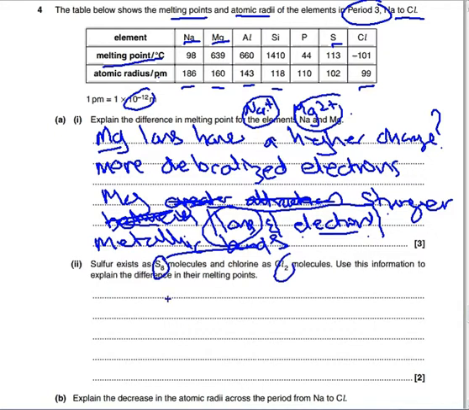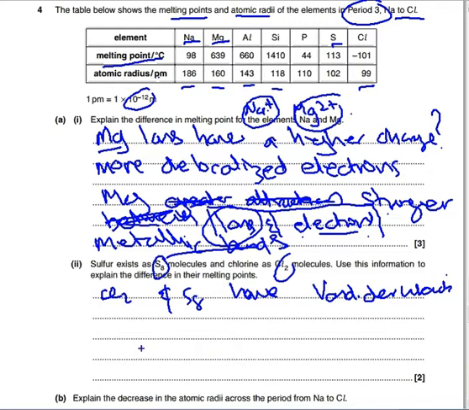Okay, sulfur exists as an S8 molecule and chlorine is Cl2 molecules. Use information to explain the difference in the melting points. Well, the molecules don't bond with each other. So what you have is what we call intermolecular van der Waals forces. We'll start off by saying Cl2 and S8 have intermolecular forces. I'm used to calling them van der Waals forces, right?